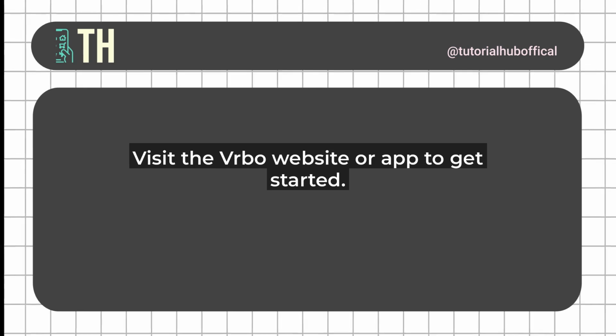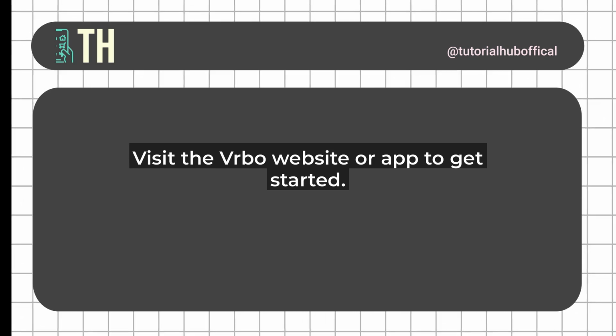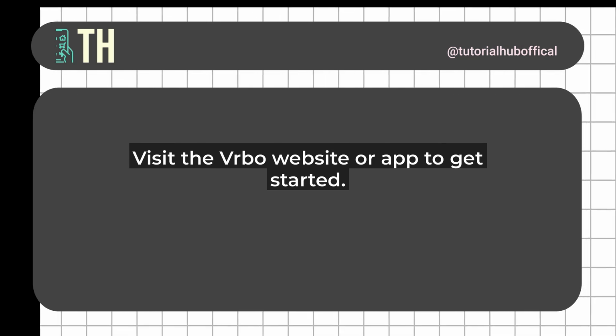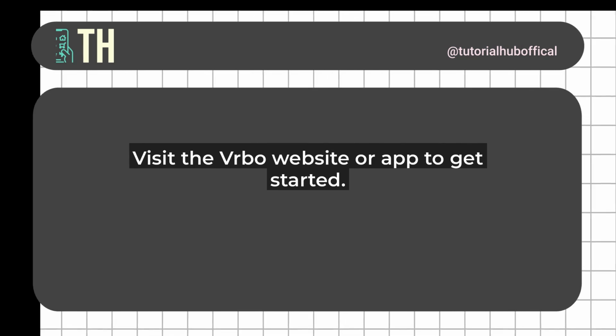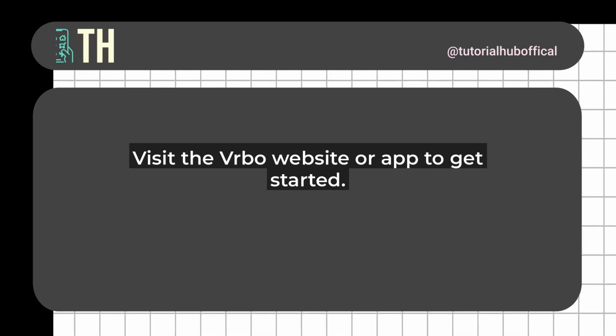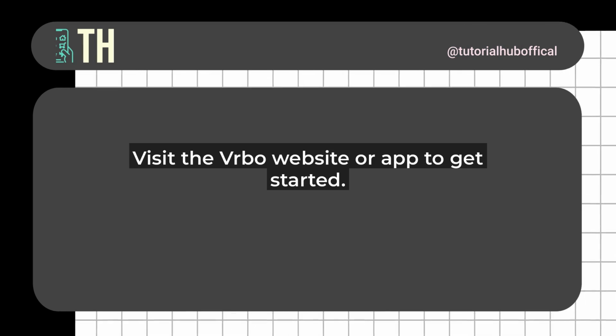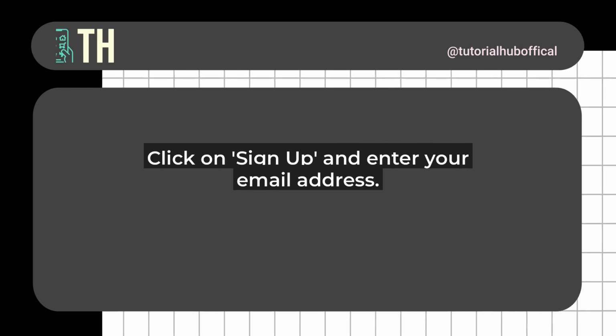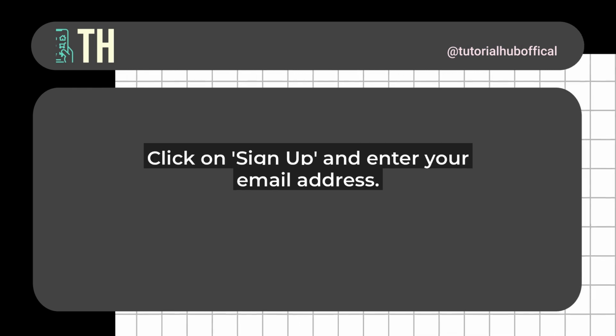Let's jump right in. First things first, grab your device and head over to the Vrbo website at vrbo.com or download the Vrbo app from your phone's app store. Once you're there, look for the Sign Up or Create Account button, usually located at the top right corner of the page. It's designed to be user-friendly, so you won't miss it.